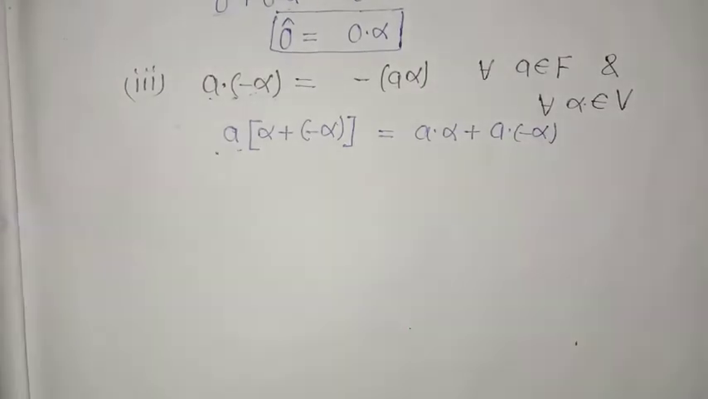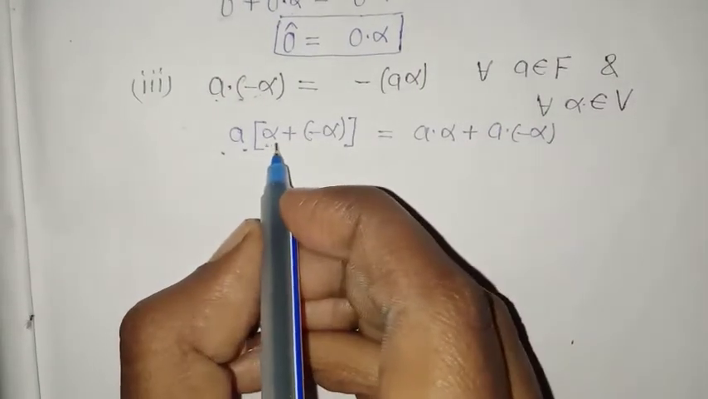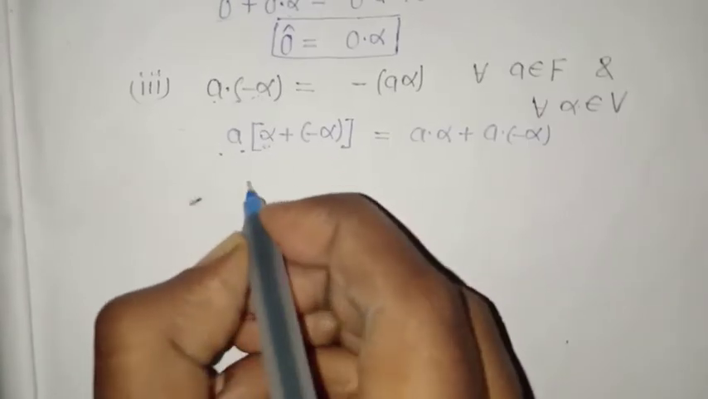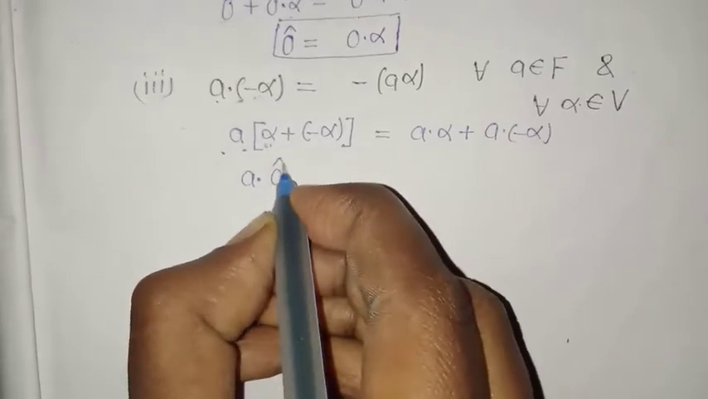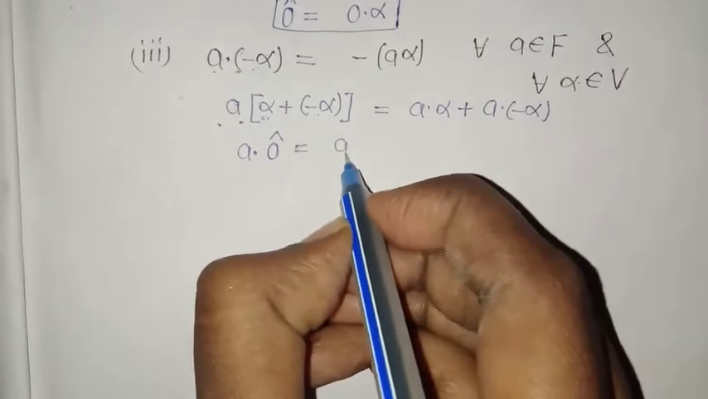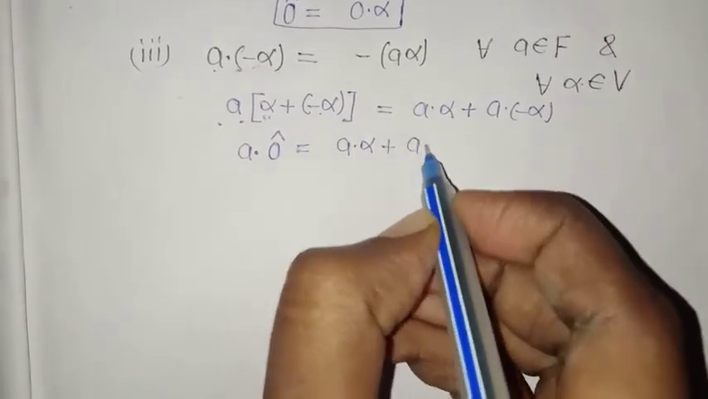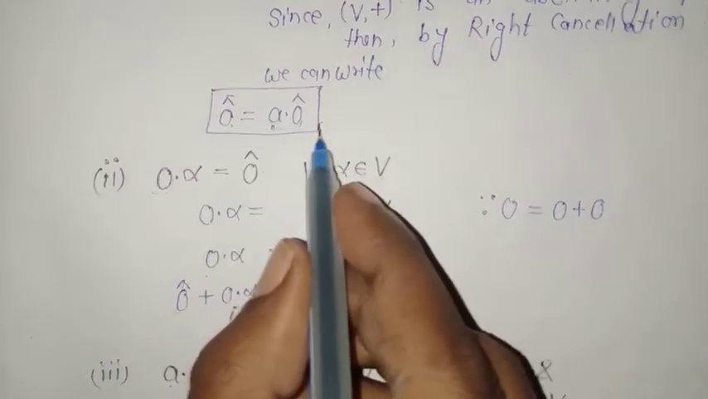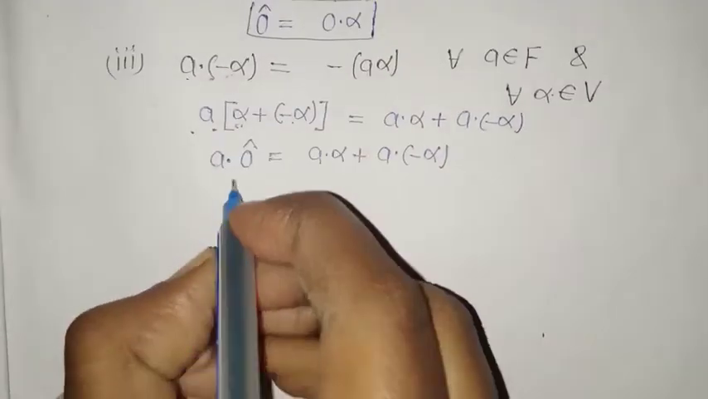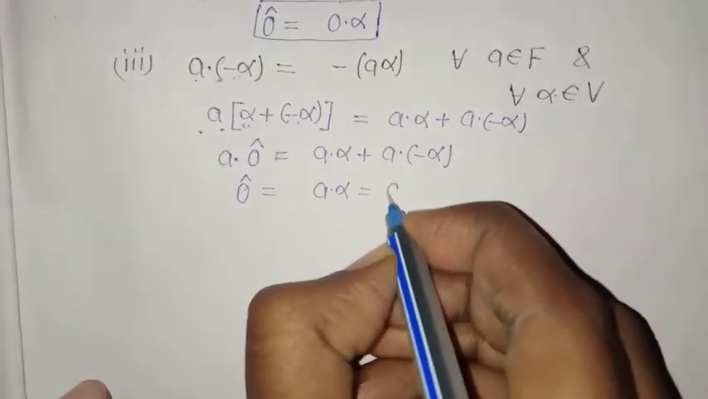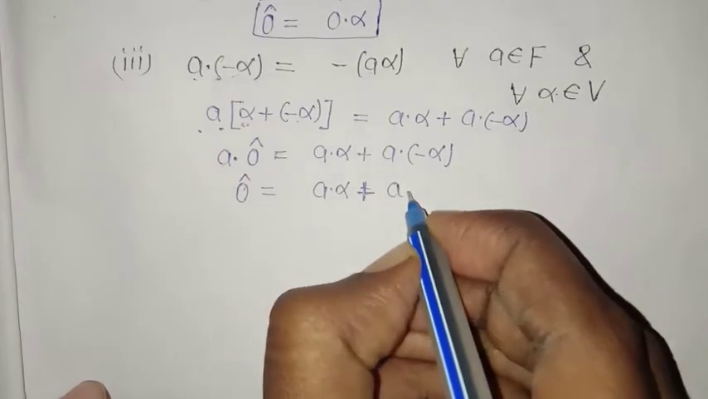Now alpha is an element of V and we are adding it to the additive inverse of alpha. So this can be written as the 0 vector by the existence of inverse property, and this is equal to a dot alpha plus a dot (minus alpha). Here a dot 0 can be written as the 0 vector by using property number 1. So I can write it as 0 vector is equal to a dot alpha plus a dot (minus alpha).